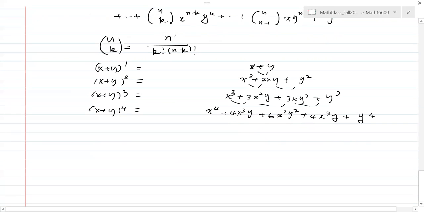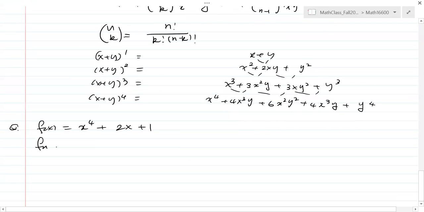This is a pretty useful formula. For example, if you are given x to the fourth plus 2x plus 1, I want you to find the Taylor series at a equals 2, for example.